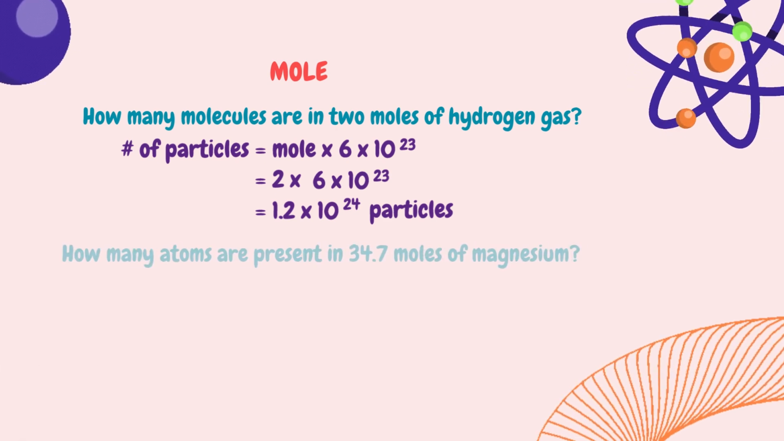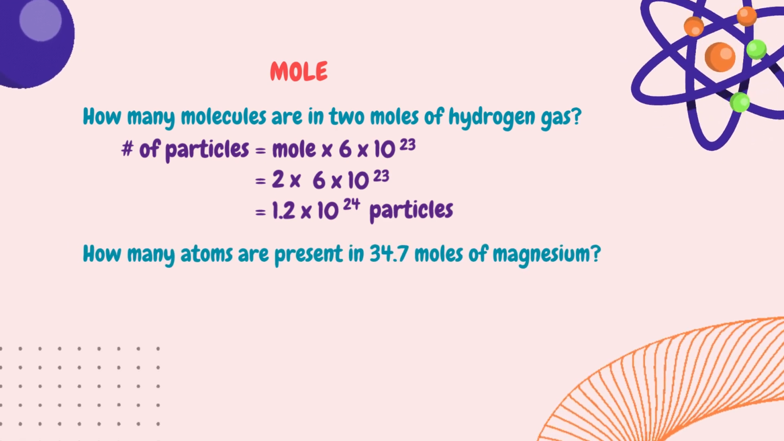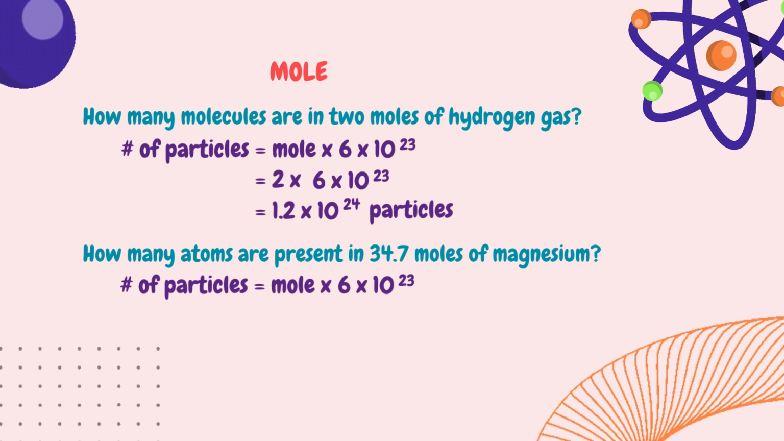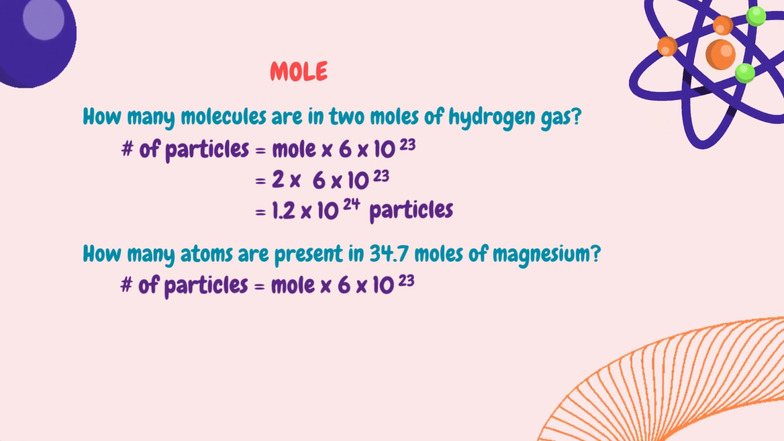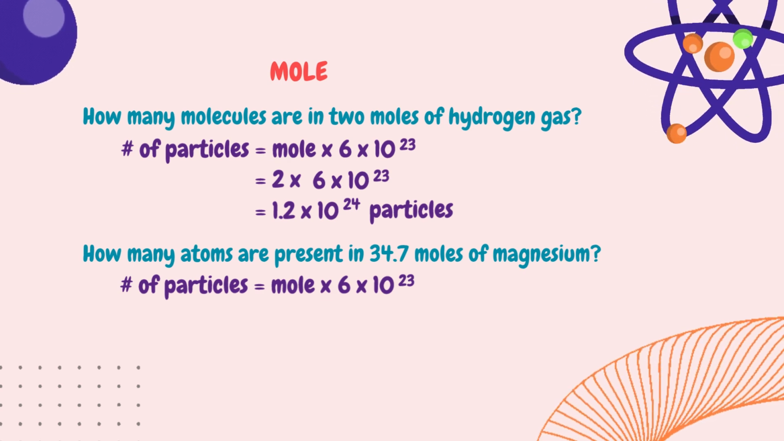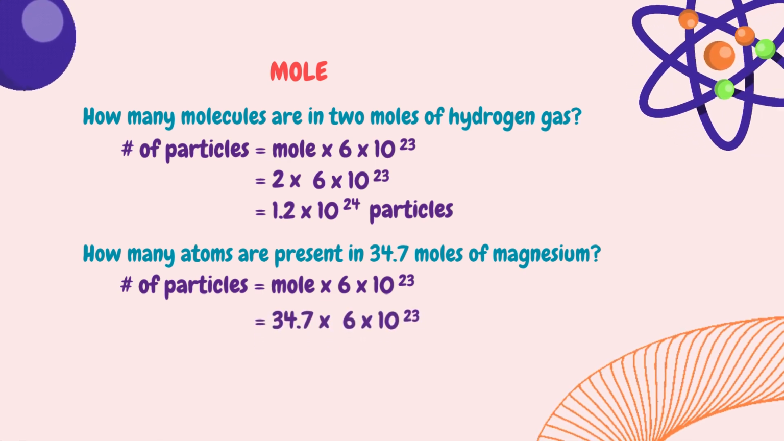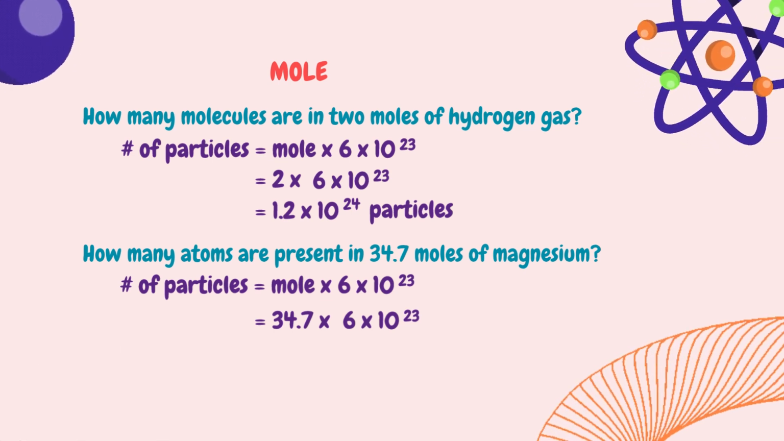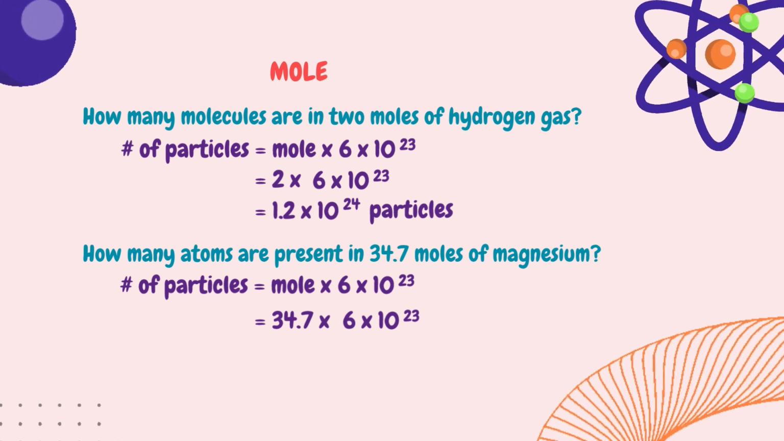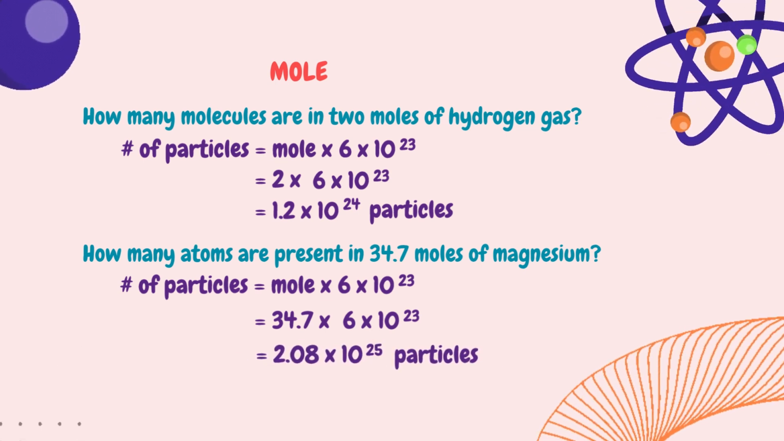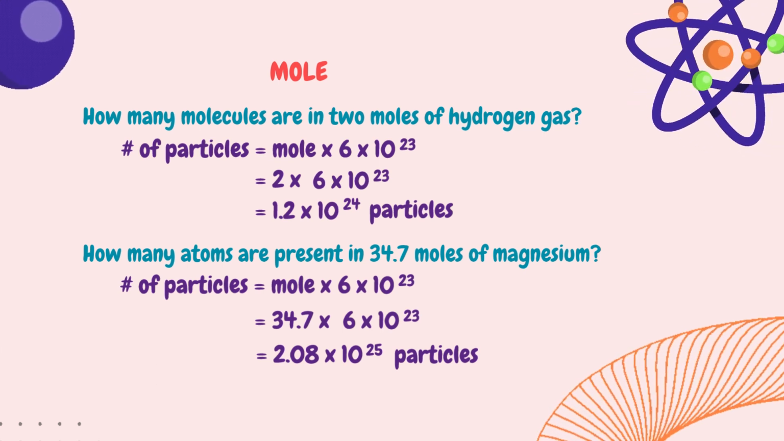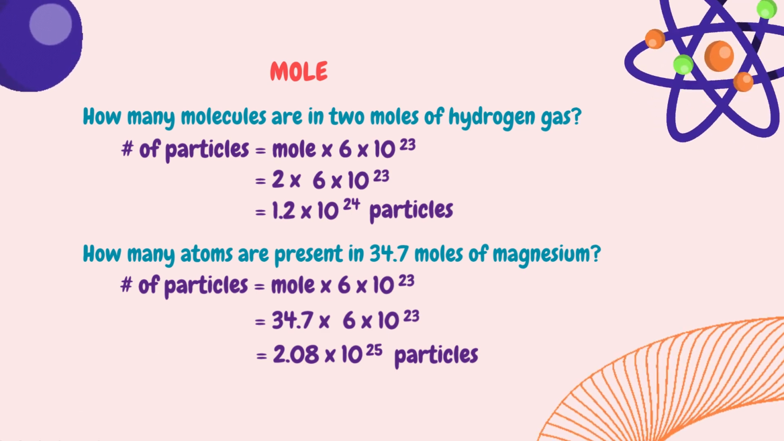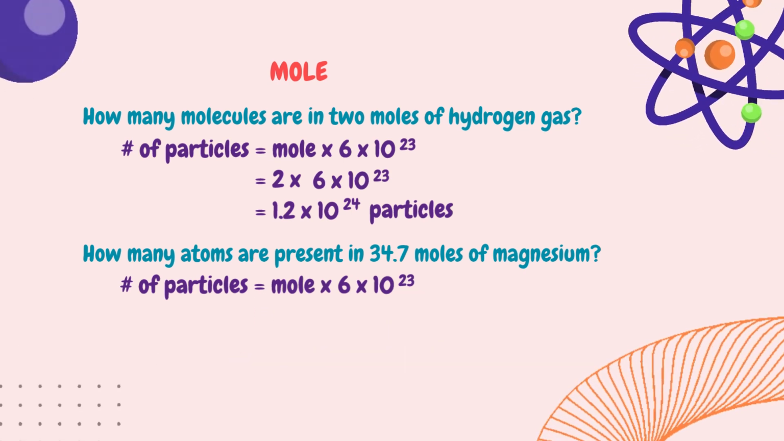Another example, how many atoms are present in 34.7 moles of magnesium? The number of atoms is equal to moles of magnesium times 6 times 10 to the power 23. The number of moles of magnesium given is 34.7 moles times 6 times 10 to the power 23. 34.7 times 6 times 10 to the power 23 gives 2.08 times 10 to the power 25 atoms. So 34.7 moles of magnesium contain 2.08 times 10 to the power 25 atoms.